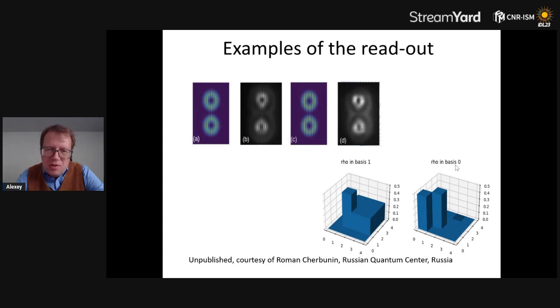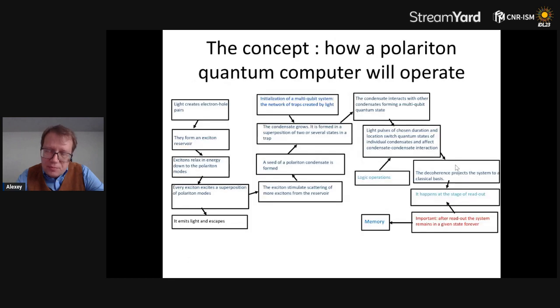So first experiments like this have been realized in Russian Quantum Center by Roman Cherbunin, and this work is now in progress also in China. So altogether, if it works, it would give us a polariton quantum computer. And how it operates is shown on this slide. There is a lot of text here.